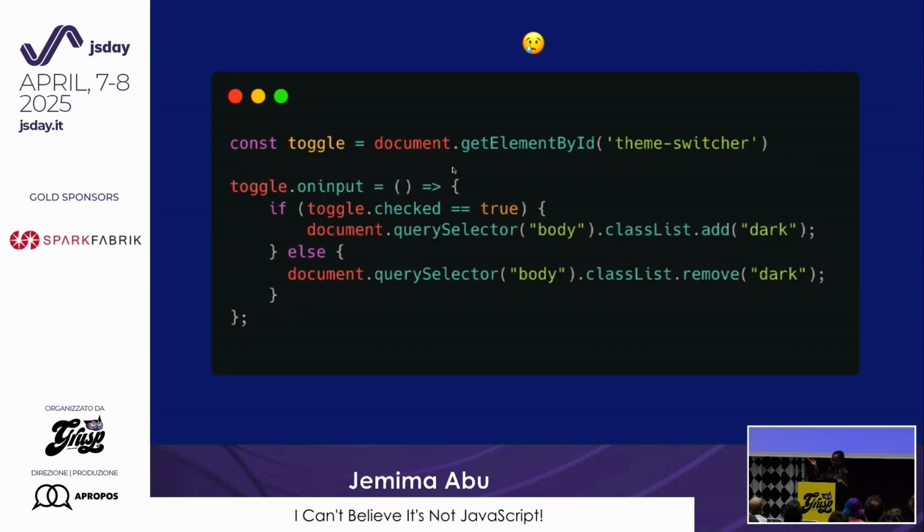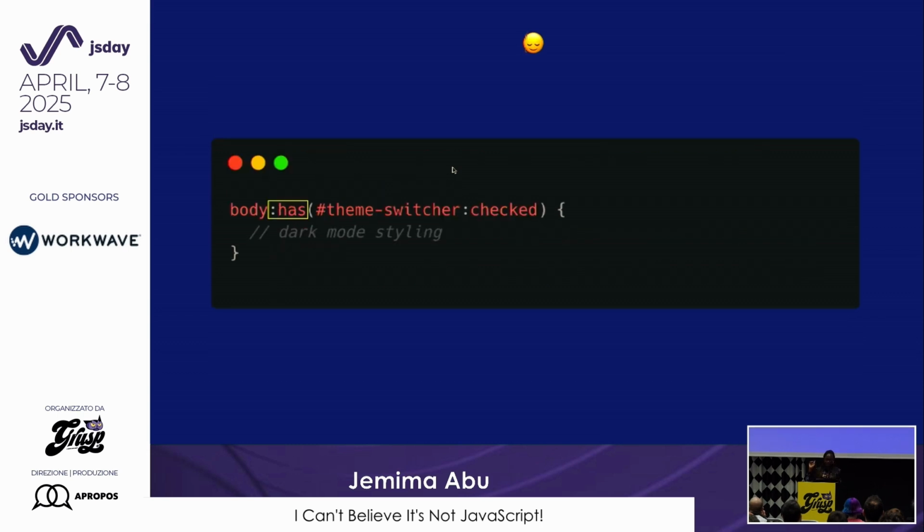Now, this is our JavaScript code. As you can see, it makes me very sad because you have to check if you have toggled your input or not. And this is how we achieve that exact same effect without using any JavaScript at all, by using the has pseudo selector in CSS. Has is a pseudo selector that lets you target a specific element within a parent body. So basically, all I'm saying here is if the body tag has an input with the ID theme switcher that is checked, apply this styling.